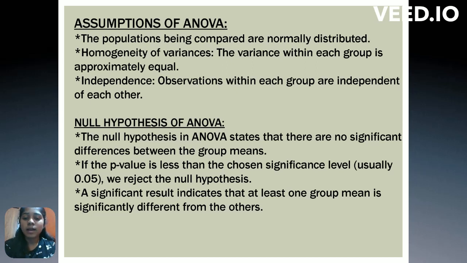Then the topic is null hypothesis in ANOVA. The null hypothesis in ANOVA states that there is no significant difference between the group means. If the p-value is less than the chosen significance level, which is usually 0.05 level, we will reject the null hypothesis. Then the significant result indicates that at least one group mean is significantly different from the others.